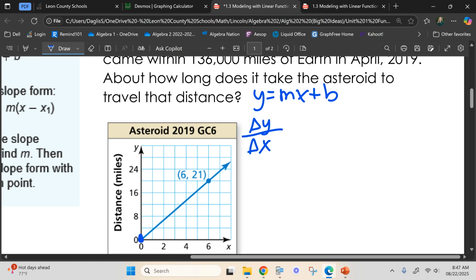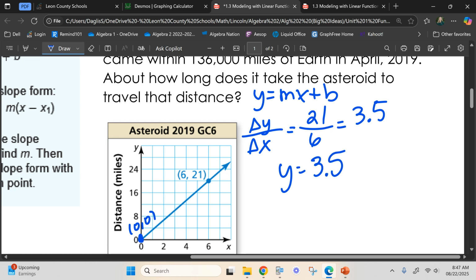So how did my y's change? If I went from 0, 0 to 6, 21, how did the y's change? I went up by 21. How did my x's change? From 0 to 6. All right, so what is 21 divided by 6? About 3.5. Okay, so I have the equation 3.5x.